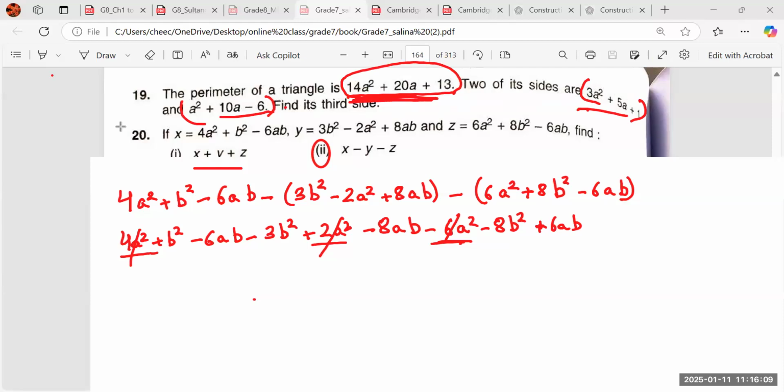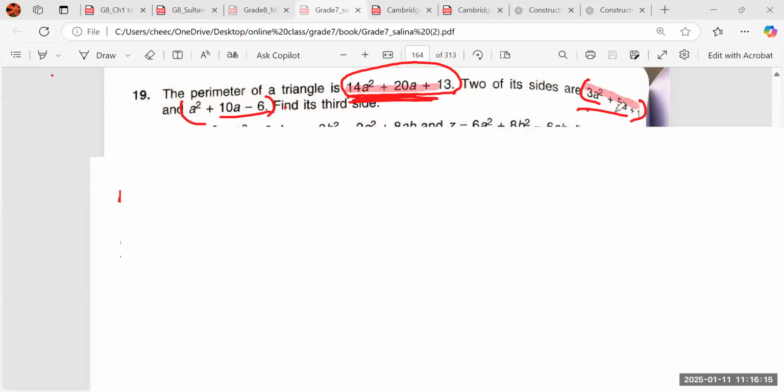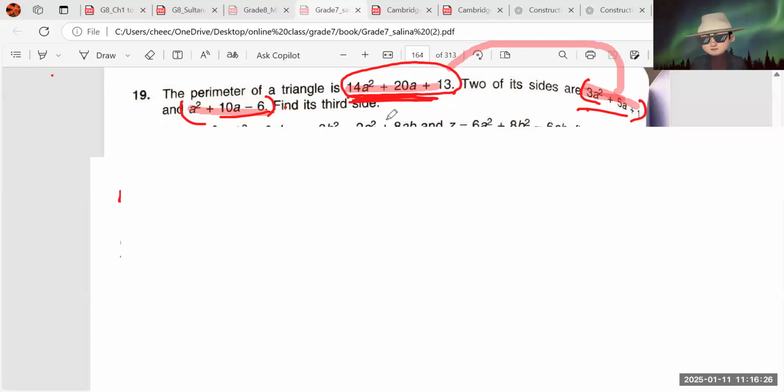I said that you are given the total perimeter, this is the total perimeter. This is side number one, side number two. Add both the sides and subtract from this. Okay, any confusion? No.